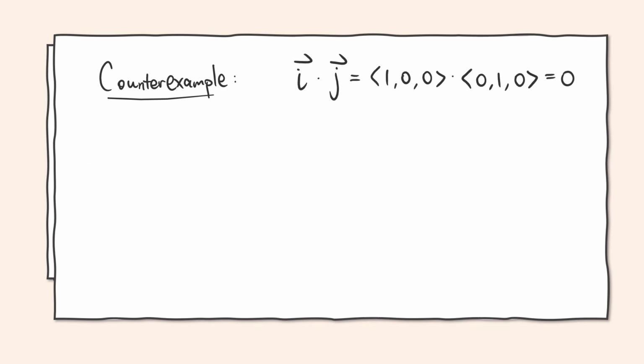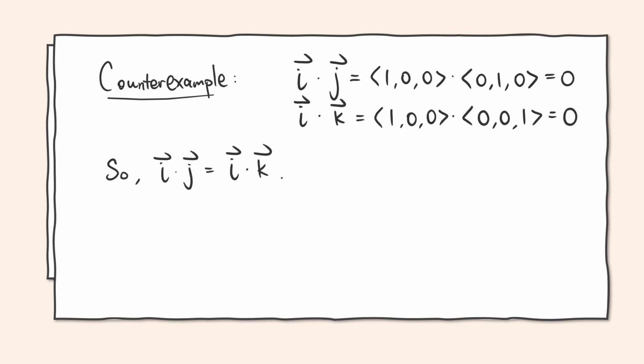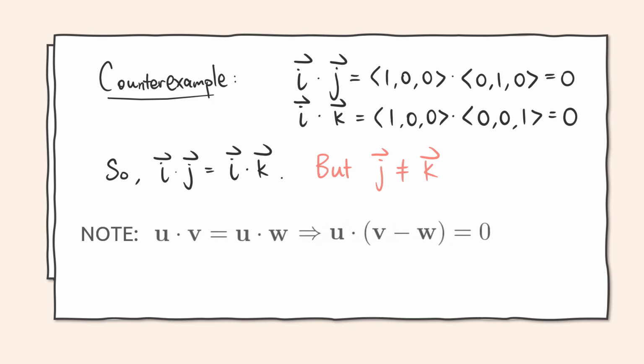Here's the simplest counterexample. i dot j is equal to 0. i dot k is also equal to 0. So i dot j equals i dot k. But j is not equal to k. Know that u dot v equals u dot w only implies that u dot (v minus w) is 0, meaning that u is orthogonal to v minus w.